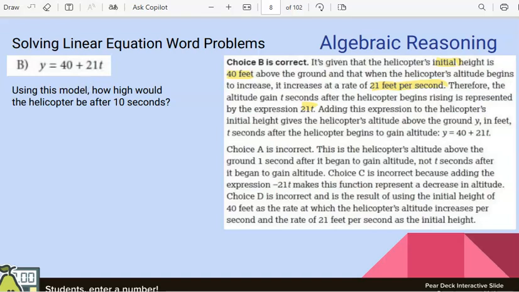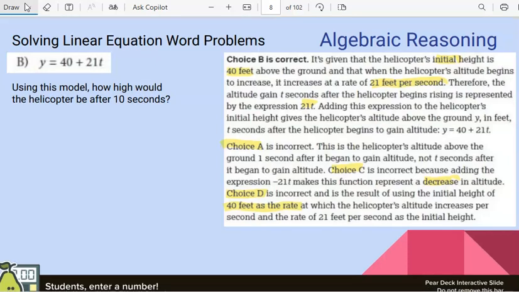Choice A is incorrect. This is the helicopter's altitude above ground 1 second after it began to gain altitude, not t seconds after it began to gain altitude. Choice C is incorrect because adding the expression negative 21t makes this function represent a decrease in altitude. Choice D is incorrect and is the result of using the initial height of 40 feet as the rate at which the helicopter's altitude increases per second and the rate 21 feet per second as the initial height.